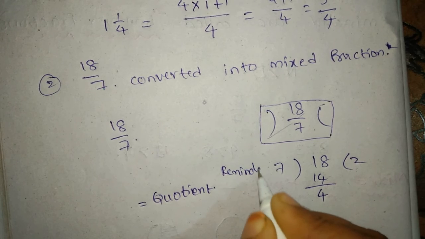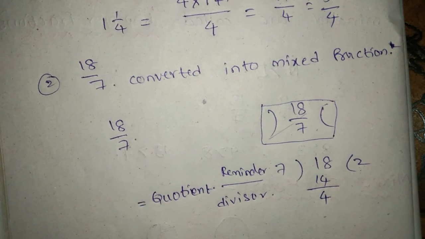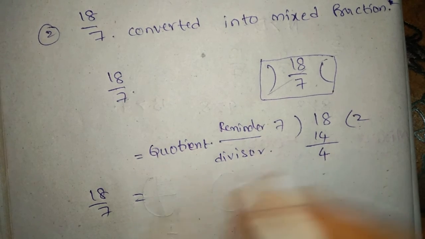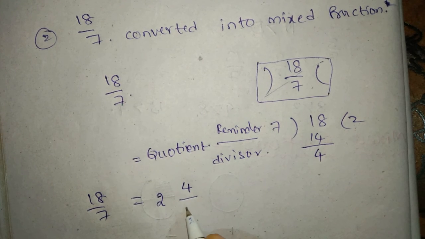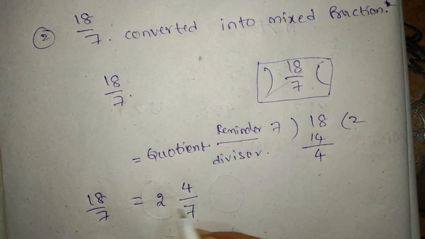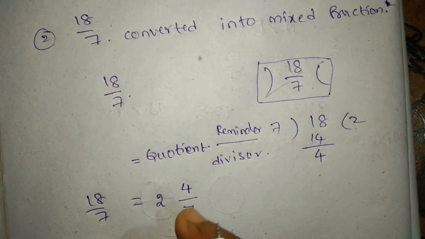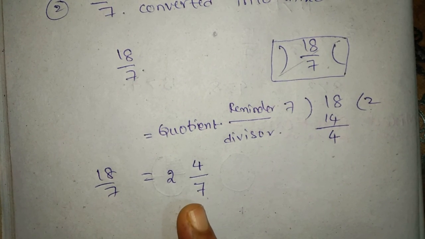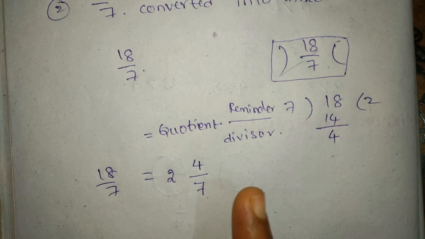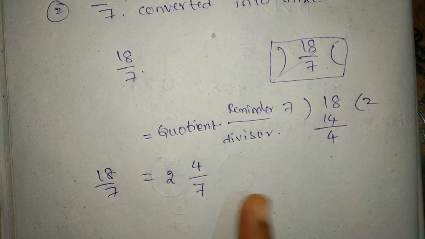So, the mixed fraction is the quotient and remainder by divisor. 18 by 7 is equal to 2 and 4 by 7. The quotient is 2, the remainder is 4 and the divisor is 7. See, 2 sevens are 14, 14 plus 4 is 18, so 18 by 7. This is a mixed fraction, and this is an improper fraction. So, we can convert any improper fraction into a mixed fraction and also mixed fractions into improper fractions.